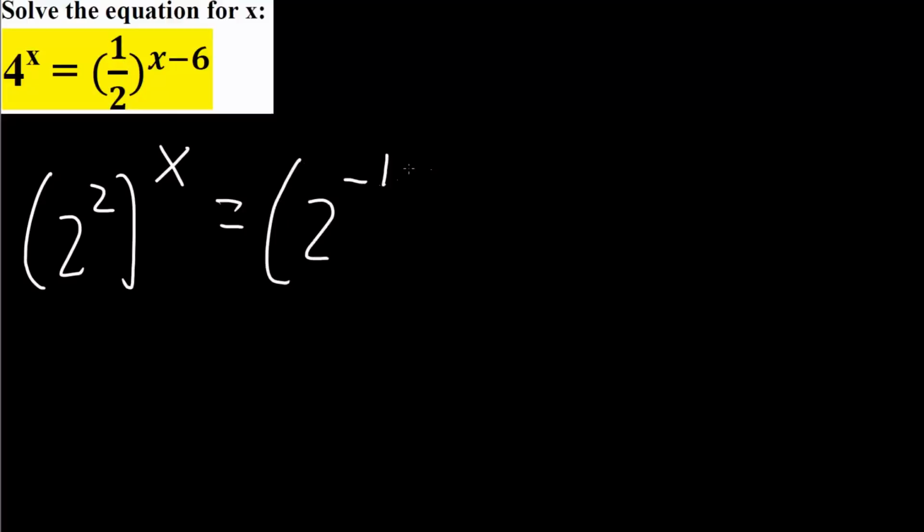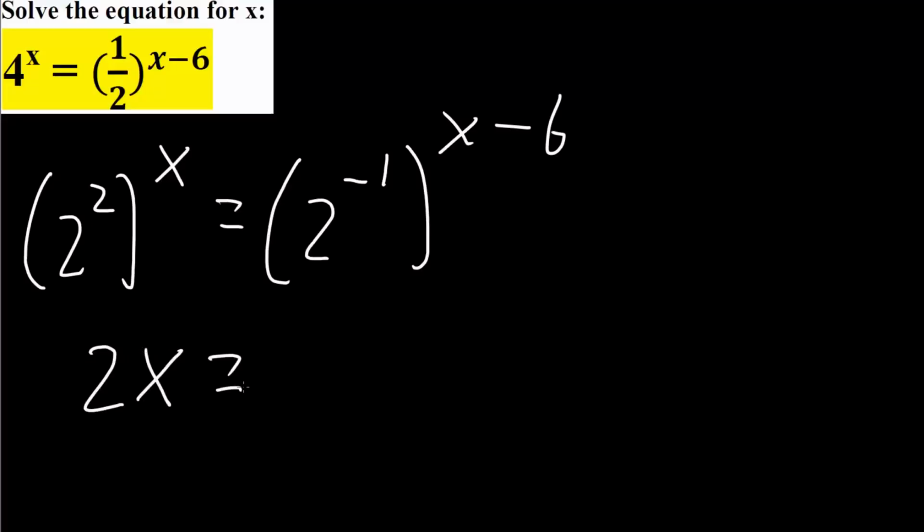Pretty much the same though. So we have base 4, here base 1/2. Instead of saying 4, we could say 2 squared raised to x is equal to, instead of saying 1/2, we could say 2 raised to negative 1. 2 raised to negative 1 is 1/2. And the exponent here is x minus 6. So now we have a common base of 2. So we would get 2x, 2 times x is 2x, is equal to minus 1 times x is minus x, minus 1 times negative 6 is plus 6.